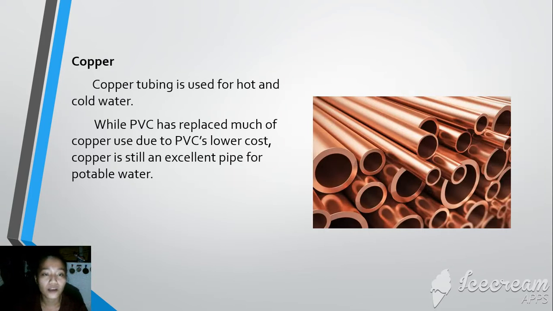The next is copper. Copper is an example of the non-ferrous metal. Copper tubing is used for hot and cold water, while PVC has replaced much of copper use due to PVC's lower cost. Copper is still an excellent pipe for potable water.